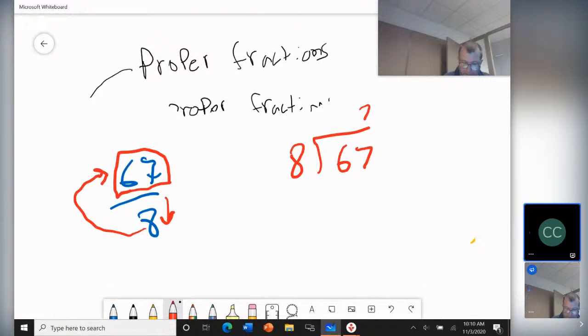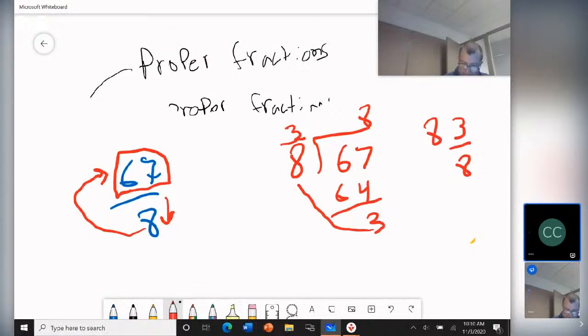It's going to go 8 times. 8 times 8 is 64. And there's going to be 3 left over. And remember, whatever's left over always goes over the denominator. It's 3 eighths. So it's going to be 8 and 3/8.